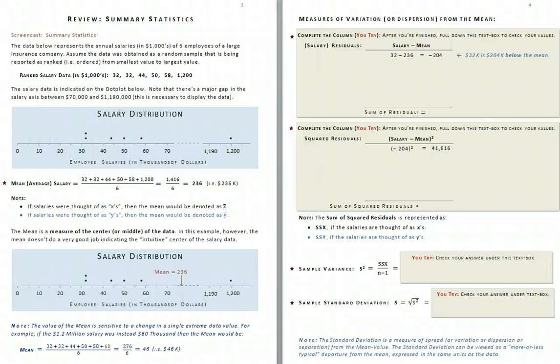This screencast reviews summary statistics. Specifically, the mean and standard deviation, the median and range, and the mode are discussed.